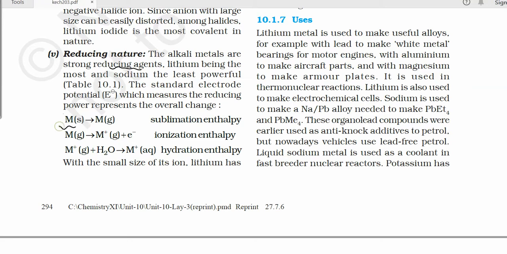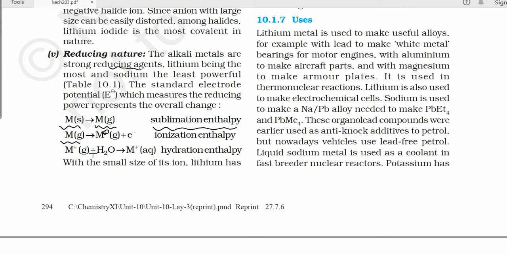Here, metal solid converts to metal gas. This is known as sublimation enthalpy. It is the energy absorbed by the metal solid in order to convert it into gas. Next, the metal gas releases one electron to attain a positive charge, forming a metal cation.